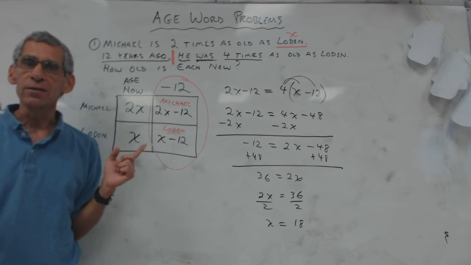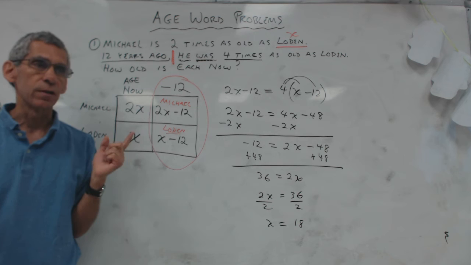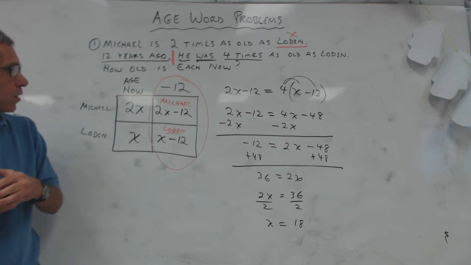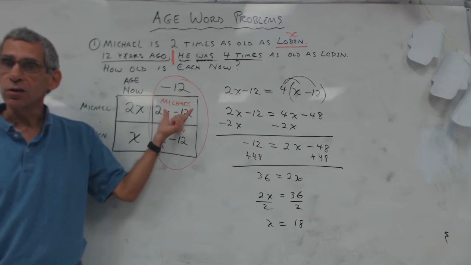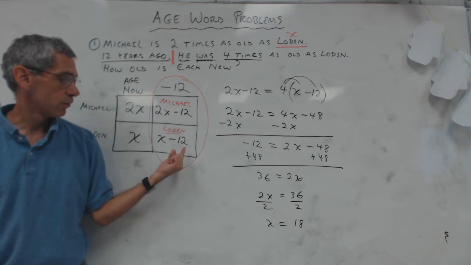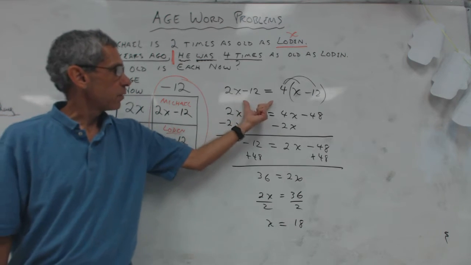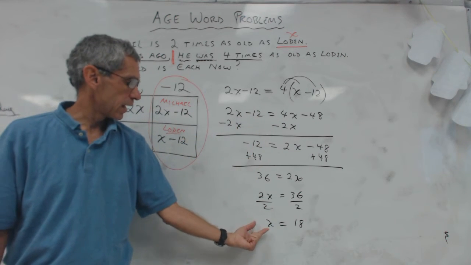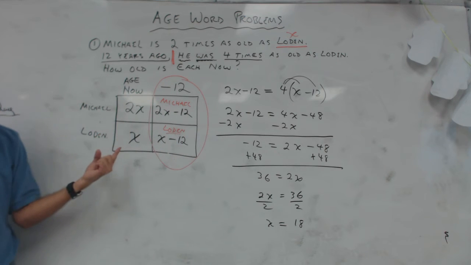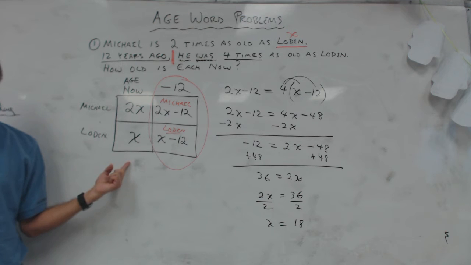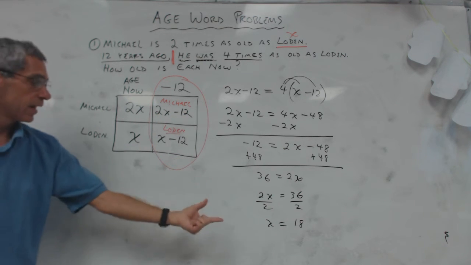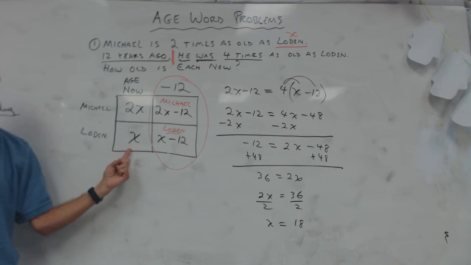To me, this is sort of the magic of math. I think math is magical. I really do. And to me, this is the magical part. We're using figures from 12 years ago, 2x minus 12 and x minus 12, and by doing that, we're creating an equation, and I get x equals 18. When I go back to my box, what is x? X is their age now. So I took information from 12 years ago, and suddenly I have information for their ages now.